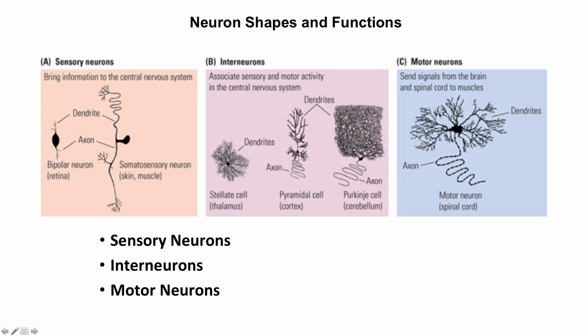Then motor neurons right here, motor neurons technically get orders from the brain and produce movements by telling the muscles what to do. So for example, if the glass is too cold, your brain will tell you, hey, the glass is too cold, don't touch it. And your brain will tell your motor neurons to take your hand away from the glass. And then interneurons are exactly what they're called. They link up the sensory and motor neuron activity in the central nervous system.